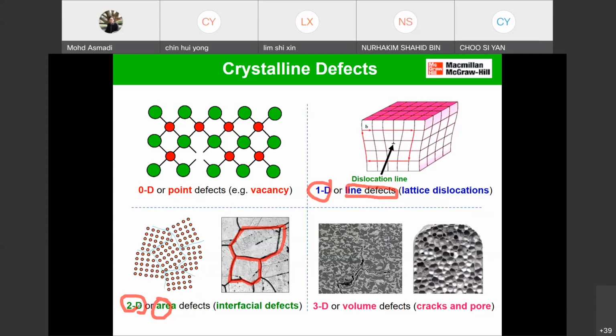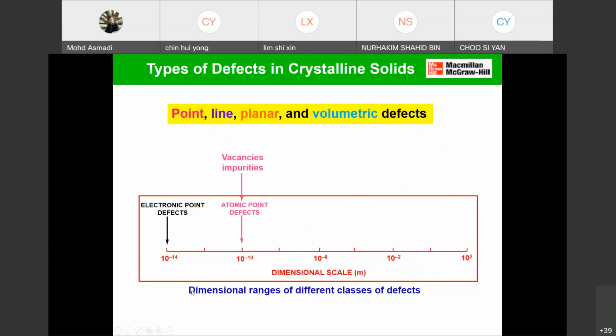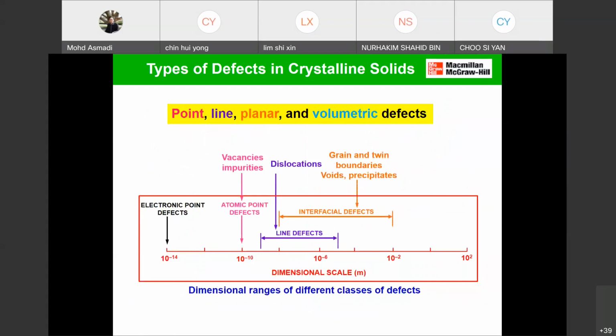So how about the dimensions or the size of all these defects? We can compare point defects, line defects. Area defects are also called planar defects, and there are volume defects. If you look here, the smallest one is atomic, around 10 to the power of -10, the scale in meters. The second one is dislocation, line defects. Much larger are interfacial or planar defects, like grain and twin boundaries. The largest one is pore, crack, and inclusion, which are volume defects. This is how we differentiate according to geometry, shape, and also size.